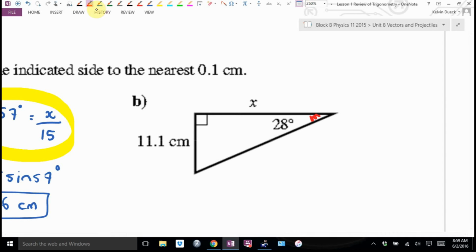The 11.1, opposite, adjacent, or hypotenuse? Opposite. What about the x? Adjacent. I'm not going to label the hypotenuse. It just makes it confusing because it gives me an extra letter to worry about. Right now, I have an O and an A. Which trig function is the O and the A?